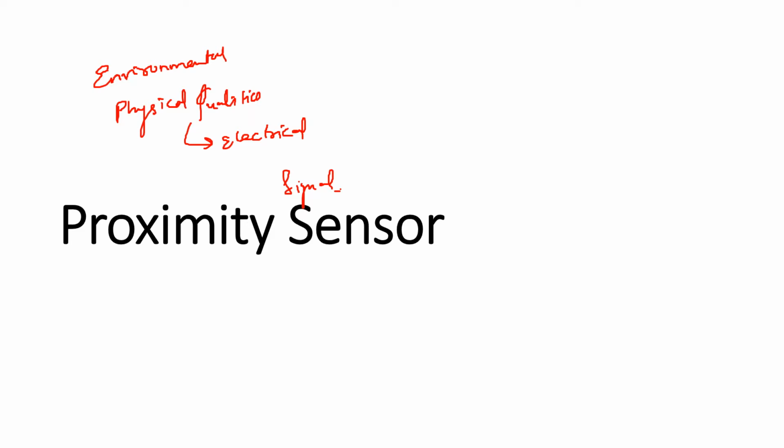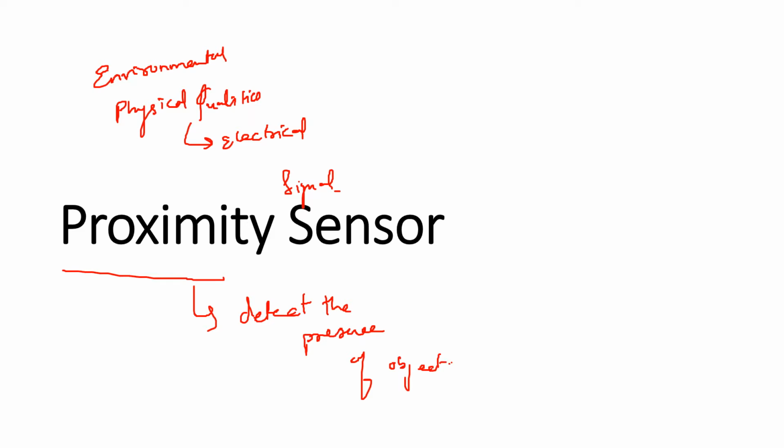One of them is the proximity sensor. Now, the meaning of proximity is what? Nearness. All right. So it helps you detect the presence of an object.